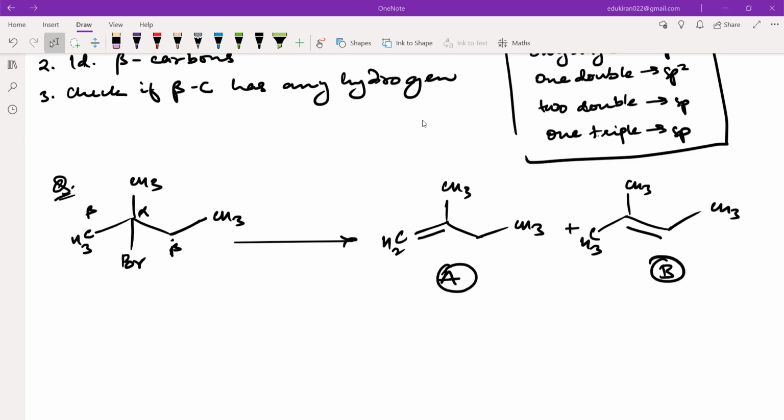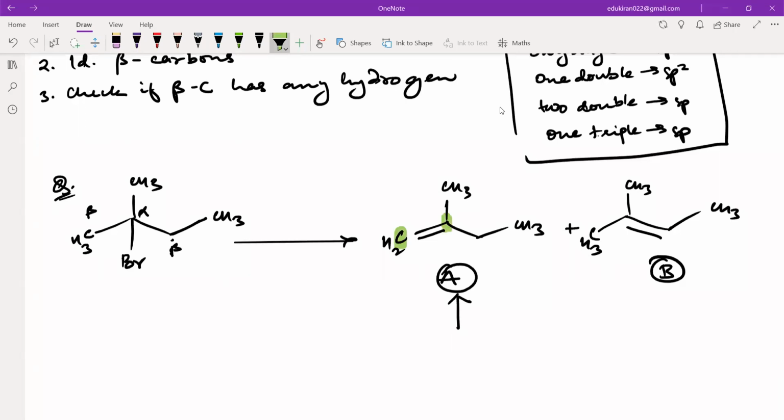A double bond is formed between how many carbons? Two carbons. So in the A structure, you identify both of those two carbon atoms. I hope you have identified this carbon and this carbon. Yes or no?